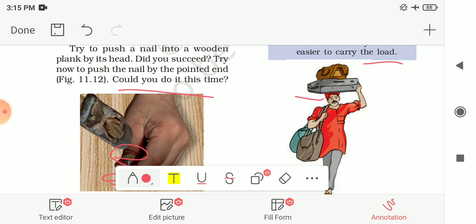Here you can see that the person is carrying a load, and on his head there is a round cloth. But why do they put this round cloth on their head? Because it increases the surface area of contact, and as we had seen in the equation, pressure is equal to force divided by area. Area is in the denominator, so as the denominator increases, the pressure reduces. So by increasing the surface area we can reduce the pressure, and this person finds it easier to carry the loads. That's why they put the cloth on their head.